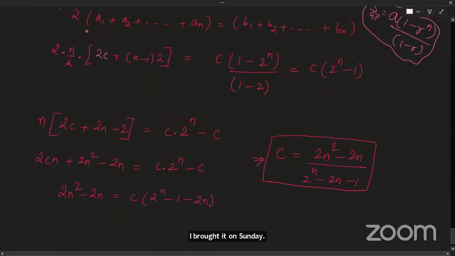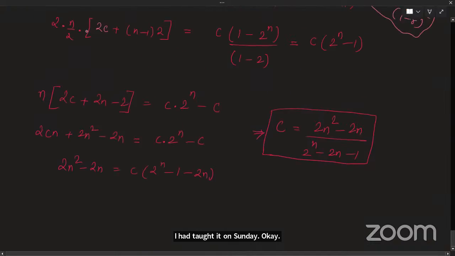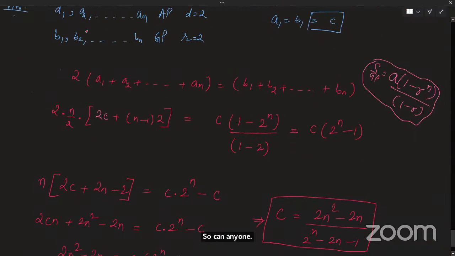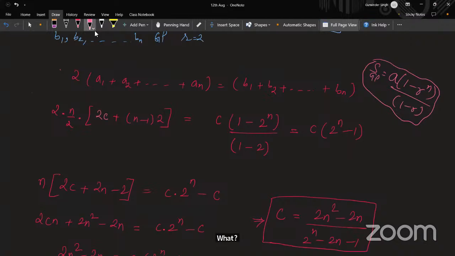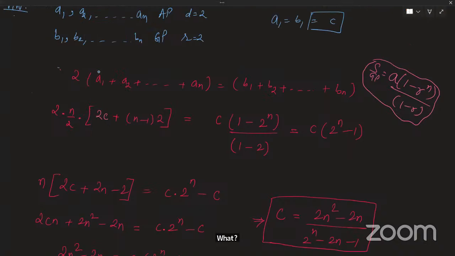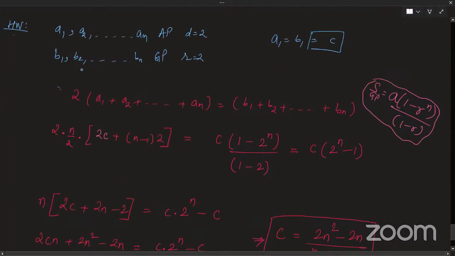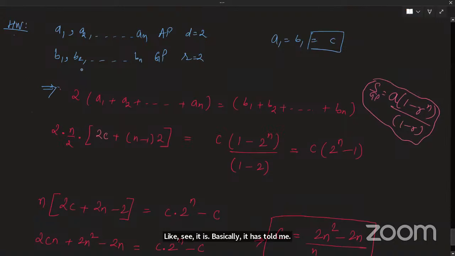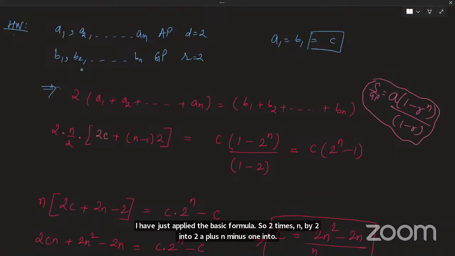Can anyone say the answer once? It is basically telling me that 2 times the sum of AP is equal to the sum of GP. So I have just applied the basic formula. 2 times n by 2 into 2a plus n minus 1 into d is equal to the GP sum. My a is c basically, right? a1 and b1 both are equal to c.